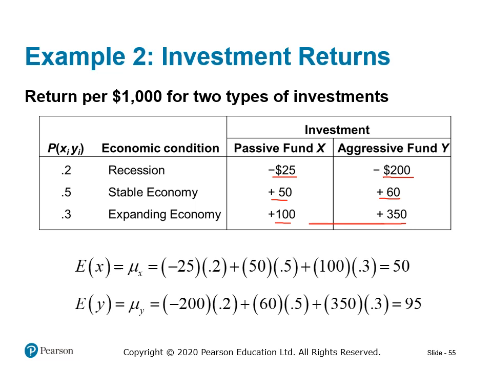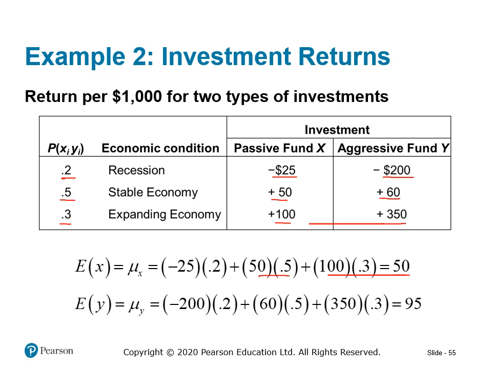So the expected value of x, my passive fund, mu of x, is negative 25 for recession times the probability of recession, which is 0.2, plus $50 in a stable economy times the probability of a stable economy, which is 0.5, plus 100 if the economy is expanding times the probability of expansion, which is 0.3. So the expected value for my passive fund is $50. That's my expected return on the $50 for my passive fund.